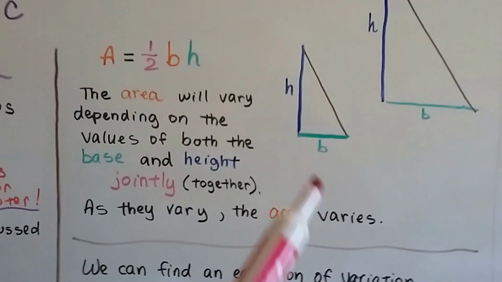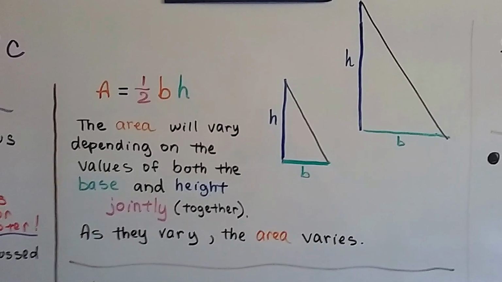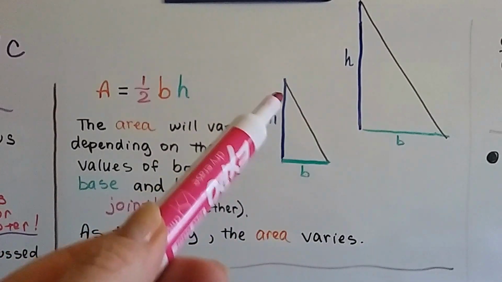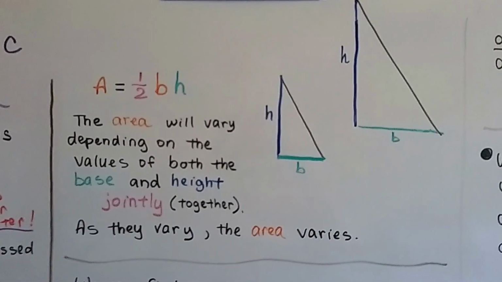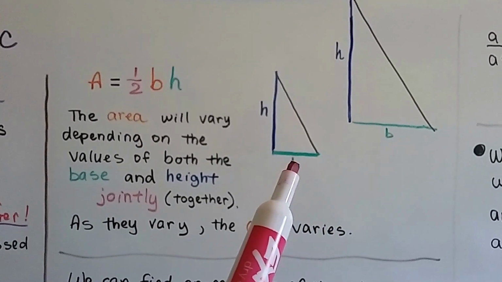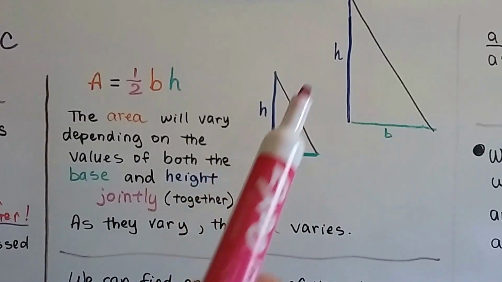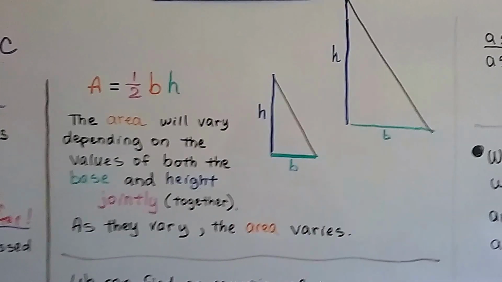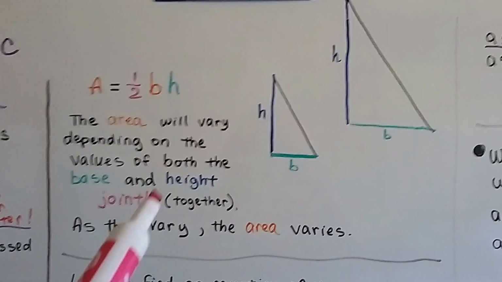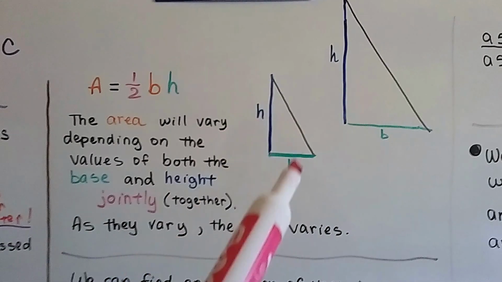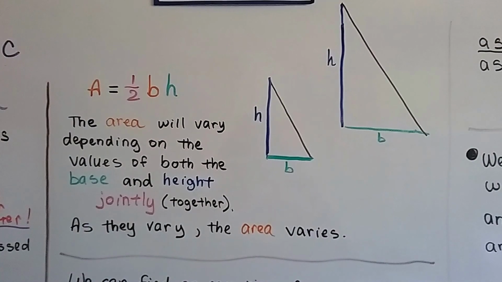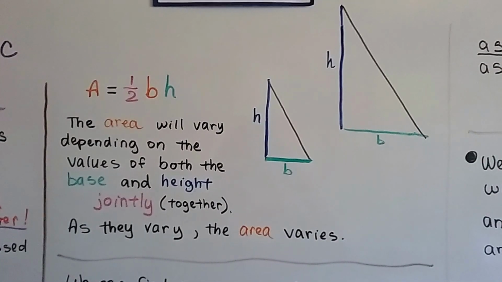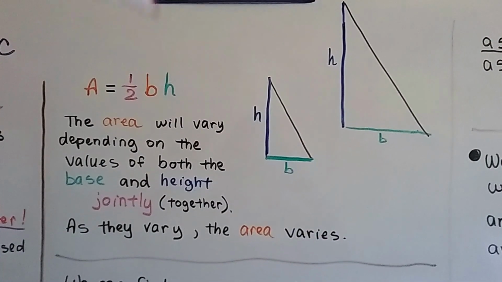So if we've got this little triangle right here, this little right triangle, and this is the base and that's the height, the area is going to vary depending on the values of the base and the height jointly. So if this increases to this and this increases to this, well, then our area increased, didn't it? Together, jointly, based on these two values. So the area varies, right? So that's varying jointly, okay?